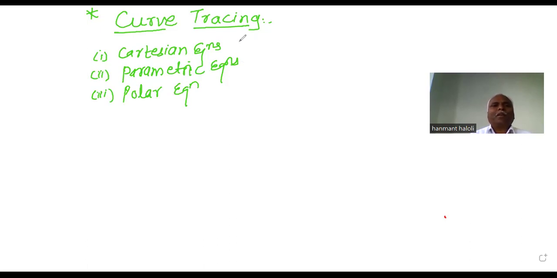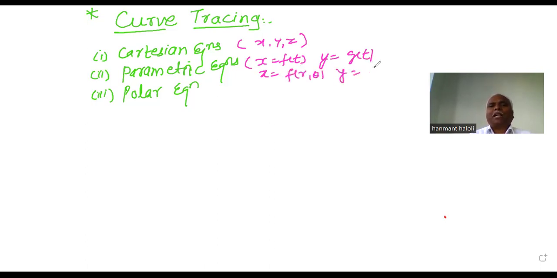Even so, I'll explain. An equation containing variables x, y, z is a Cartesian equation. In parametric equations, x is a function of t, or y is a function of t, where t is a parameter. Or x and y are functions of r and theta, where r and theta are parameters. Such equations are called parametric equations.